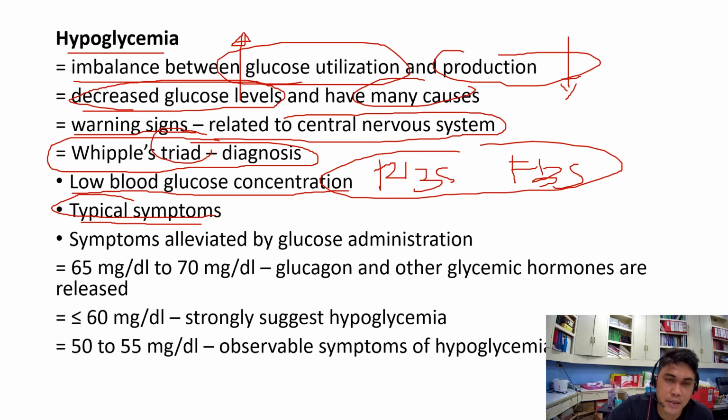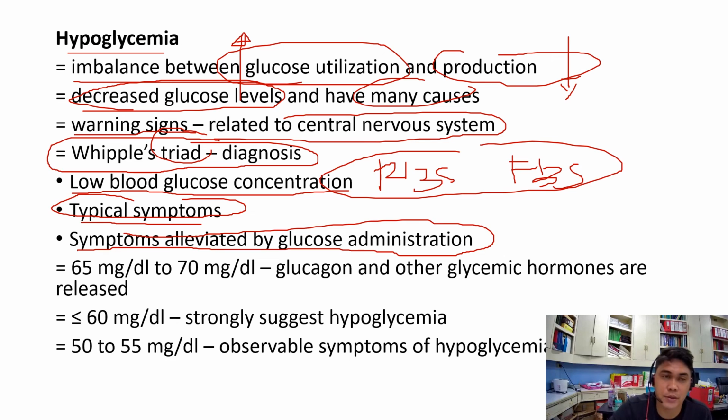Then typical symptoms of hypoglycemia like dizziness, blurred vision, confusion, and palpitations. Those are the typical symptoms of hypoglycemia. And third, symptoms relieved by glucose administration, meaning after glucose administration, the symptoms disappear. Okay? So that's how you diagnose hypoglycemia.